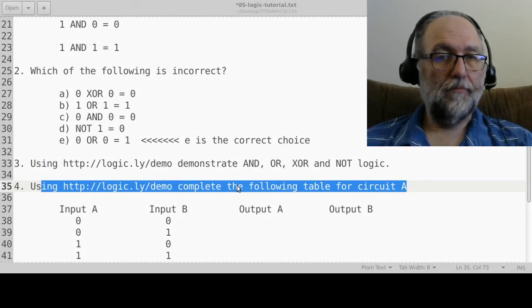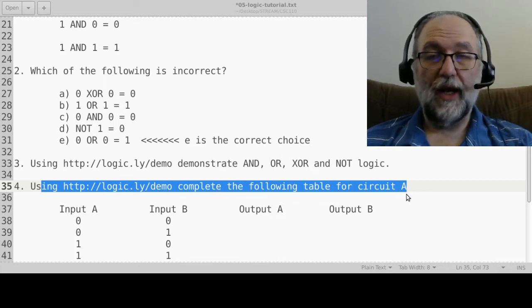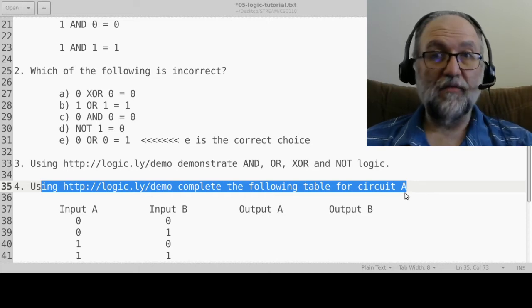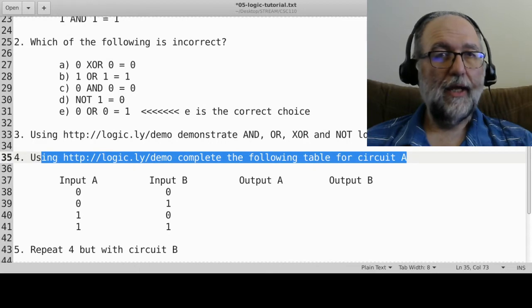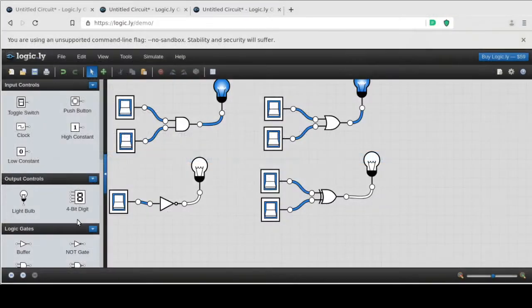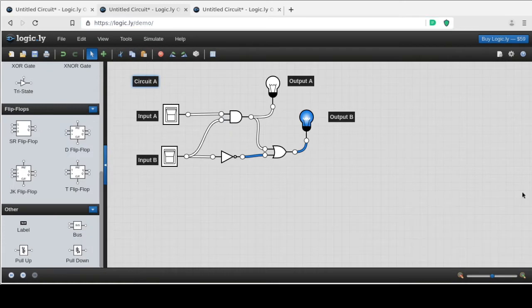Okay, so using logic.ly demo, complete the following table for circuit A. You say, where's circuit A? I'd have to give you a diagram for circuit A. Okay, so that diagram for circuit A is right here. Okay, hold on, I'll get to it. There it is. Okay, so that's circuit A.